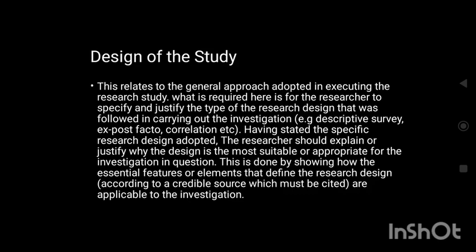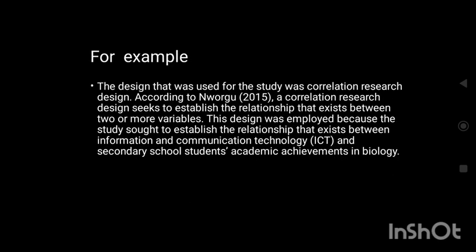For example, the design that was used for this study was correlation research design. According to Nwogu, 2015, a correlation research design seeks to establish the relationship that exists between two or more variables. This design was employed because the study sought to establish the relationship that exists between information and communication technology and secondary school students' academic achievement in biology. So if you look at what I just read now from this example, I brought it out from a project work that was written on influence of ICT in the teaching and learning of biology.